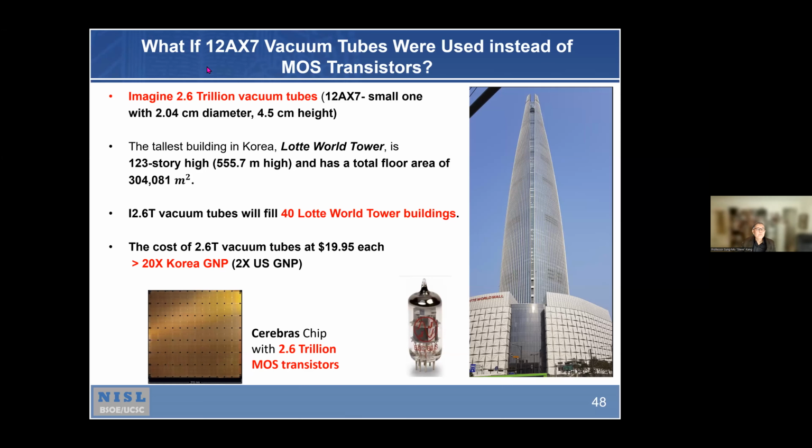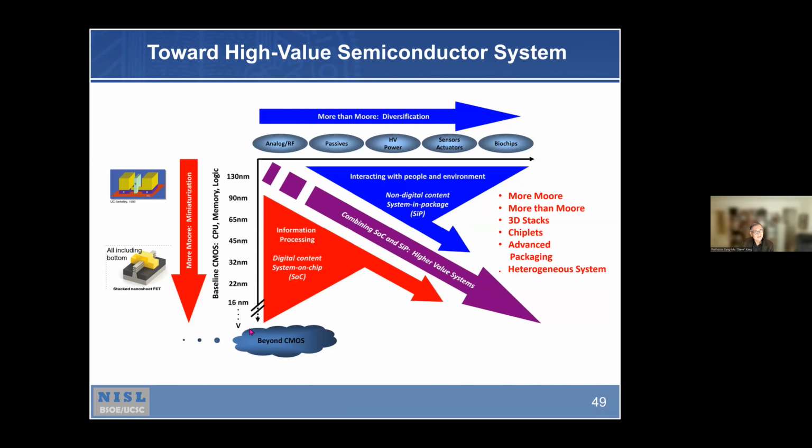Looking into the future, we are interested in building high-value semiconductor systems. If you look to the future, there are the health industry and biochip applications. If you look into the scaling, now we have 3 nanometer, and my former student at TSMC says even 1 nanometer would be possible. On top of that, we have a 3D structure coming up. So there's a lot we can do for the future.